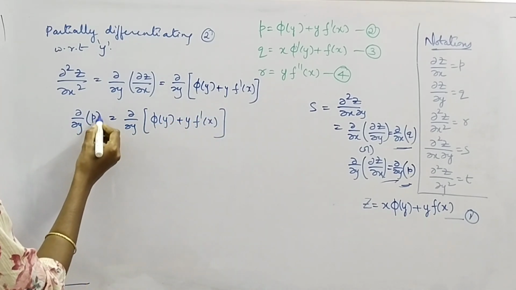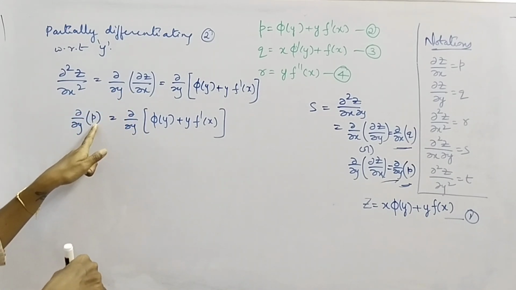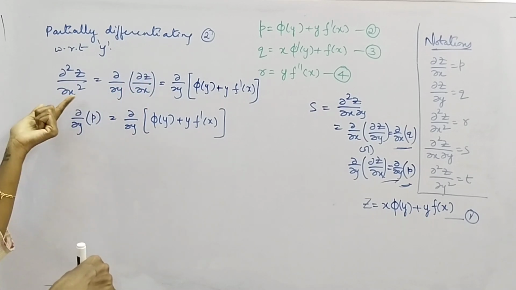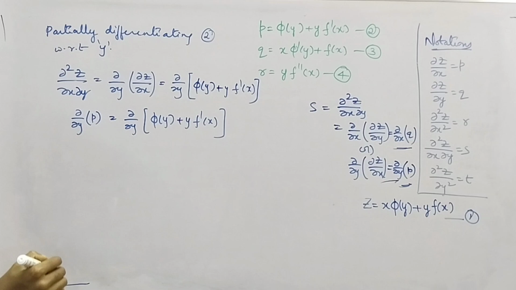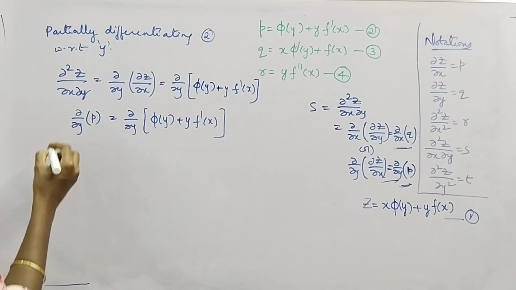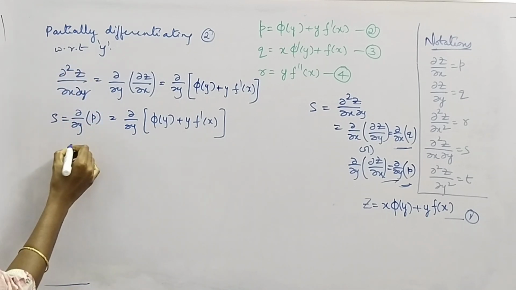Again, p is nothing but dou z by dou x. This gives us dou square z by dou x dou y. Sorry, it's dou square z by dou x dou y. Okay, now it's clear. I'm so sorry. This is nothing but s.